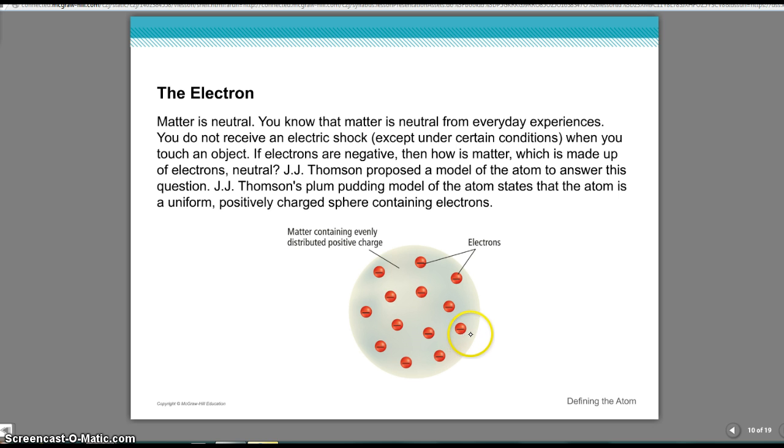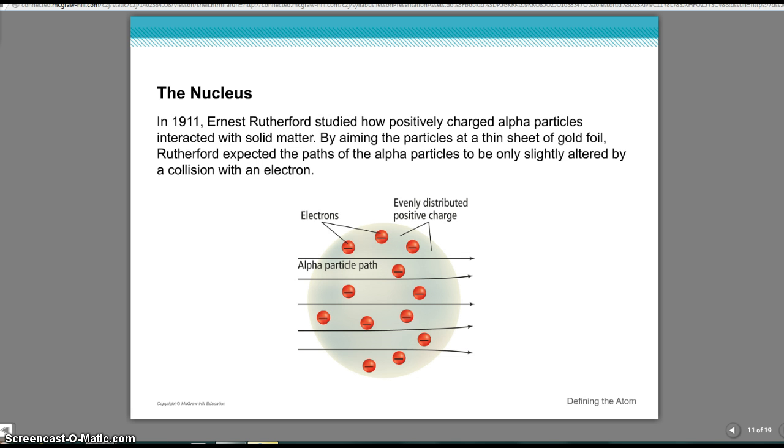Now, obviously, we know that that's still not true, but at the time, that's all scientists knew. They knew about electrons, but they didn't know what else was in the atom. So that's the second model of the atom after Dalton. So now scientists are trying to figure out what comes next. What else is in there? What else is going on inside the atom besides the electrons?